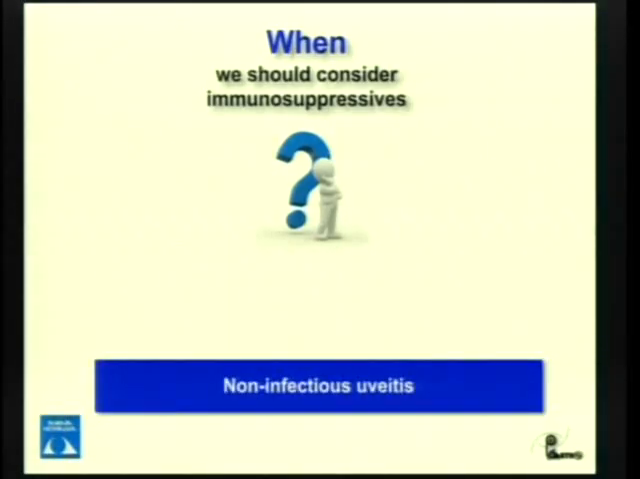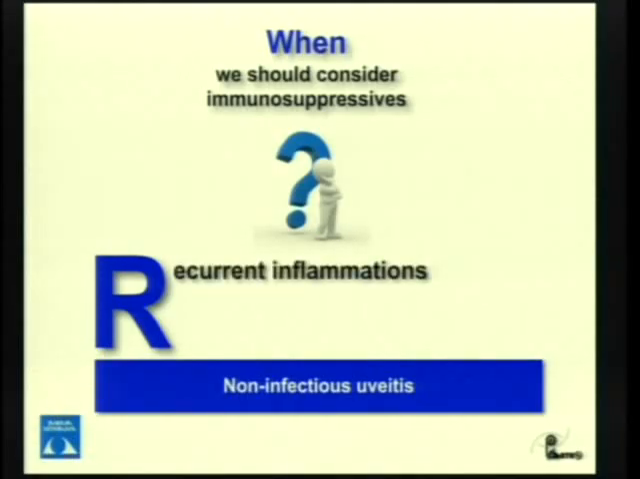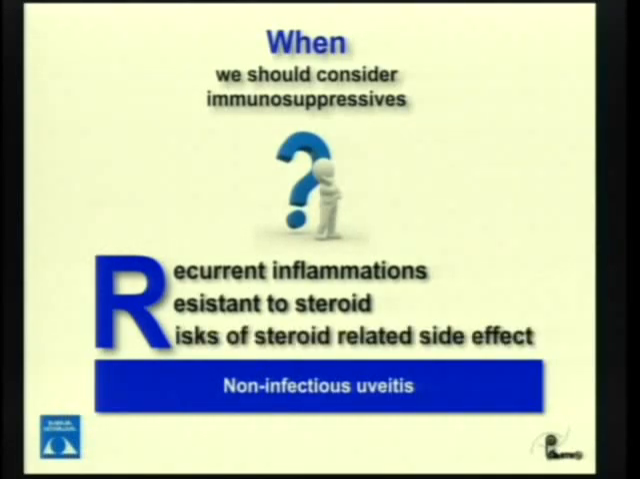The first is non-infectious uveitis. First rule is we have to consider if infectious etiologies are ruled out. Then just remember 3 R. First is recurrent inflammation. Second, the inflammation is resistant to steroid. Third, the patient is developing some side effects of the steroid therapy, so risk of steroid-related side effects. In such cases we can consider immunosuppressives.